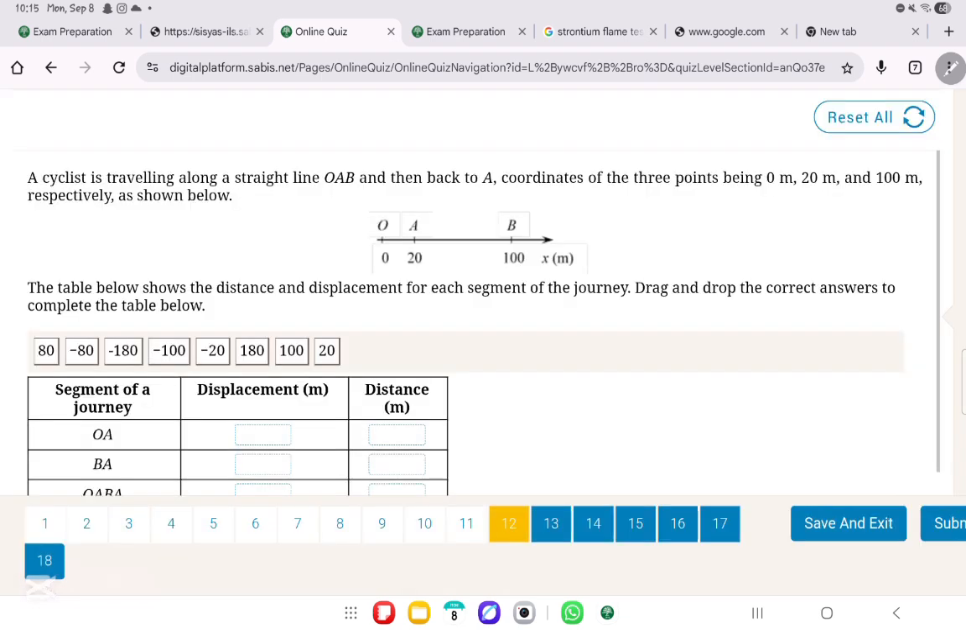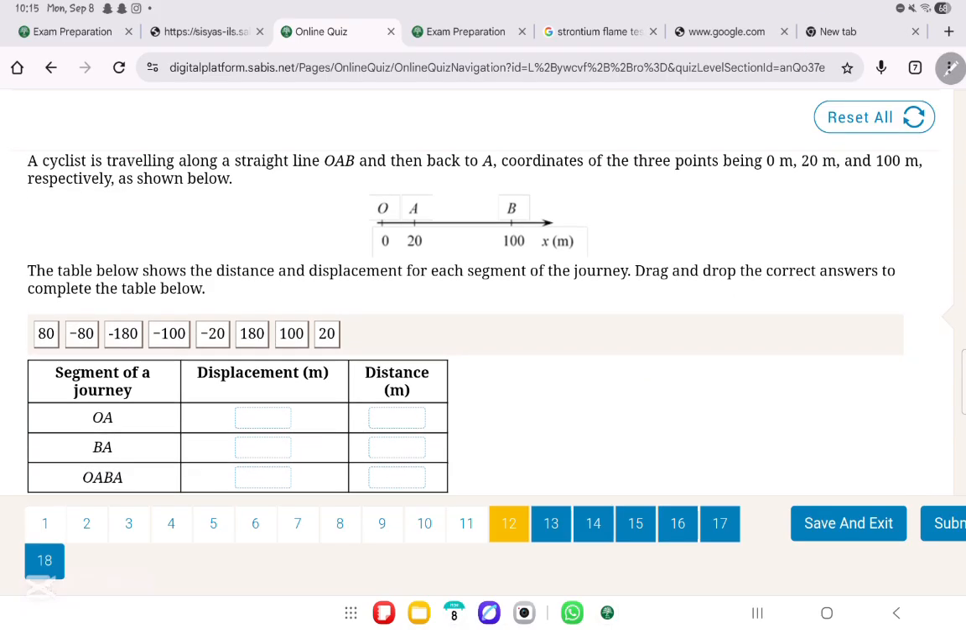Let's now move on to question 12, okay? A cyclist is traveling down a straight line, OAB, and then back to A. Coordinates of the 3 points being 0, 20, 100 as shown below. Now, what is the displacement if he moves OA? The displacement is very simply x final minus x initial, which is 20 minus 0. That is 20. Now, the distance is the length of the path covered. In this case, the length of the path covered is also 20. So this is 20, 20.